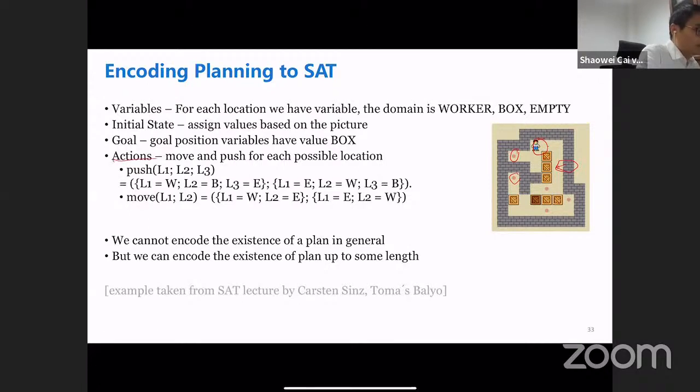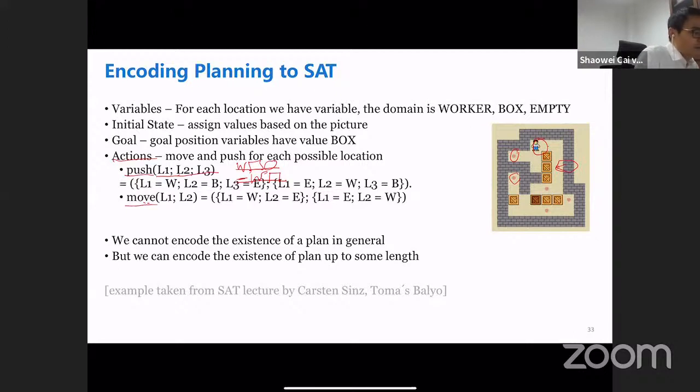Okay, we have two actions. One is push and another is move. And we can't pull the box. We can only push it and we can move. So the push operation, before the push, is in a straight line. Before the push, the worker is here, the box is here, and this is empty. After the push, the box is here, the worker is here, and this is empty. This is a push. A move can be described in a similar way.